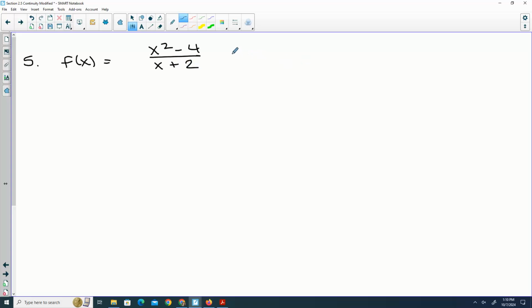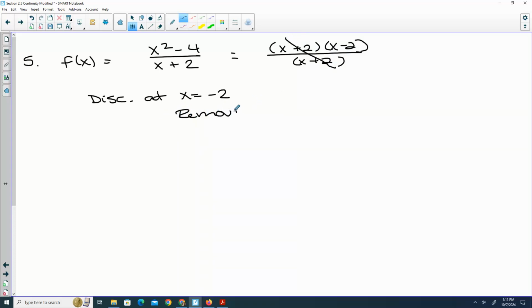Okay, so where is this going to be discontinuous? Can you tell me? Negative 2. So discontinuous at x equals negative 2. To classify it, we need to go back to our function. The top would factor into x plus 2, x minus 2. The bottom is just x plus 2. What would happen? It removes. Yes. So the type is removable. Anytime the discontinuity would cancel out, that's removable. Creates a hole in our graph.